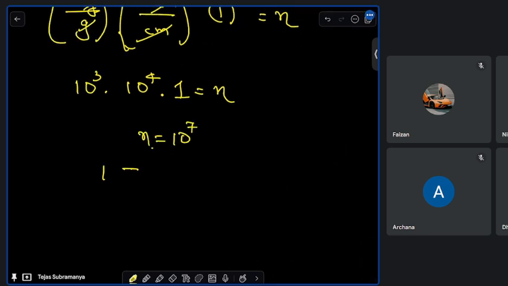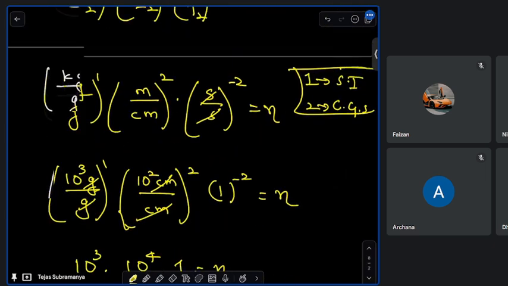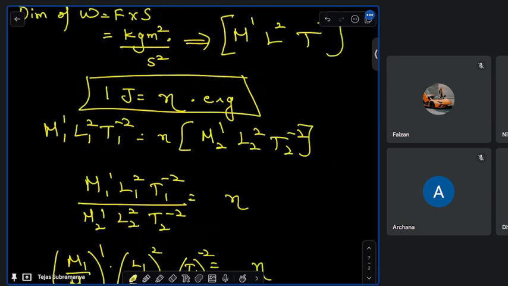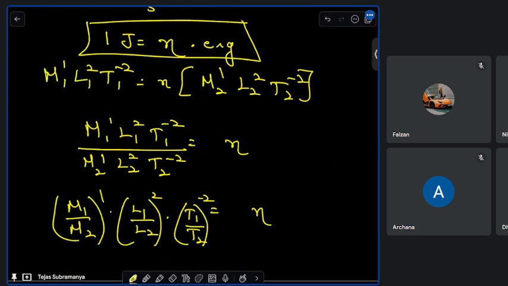I'll go back to the same thing. 1 joule was equal to n erg. 1 joule is equal to 10 power 7 erg. Hence proved. Either this or the previous one will be asked. Unmute and ask if you guys have any doubts. I didn't know about work, therefore I framed the formula, then got it. Apart from that, same thing.